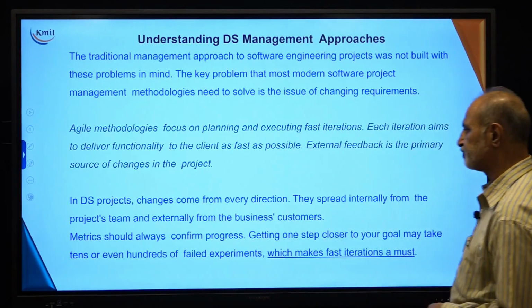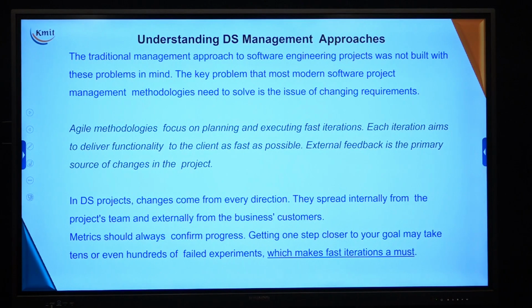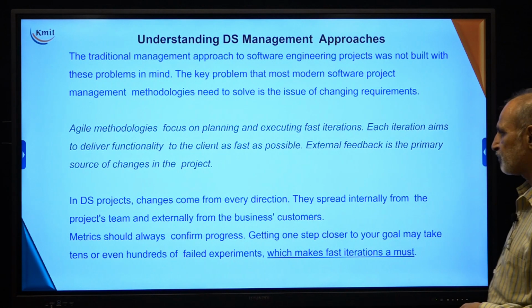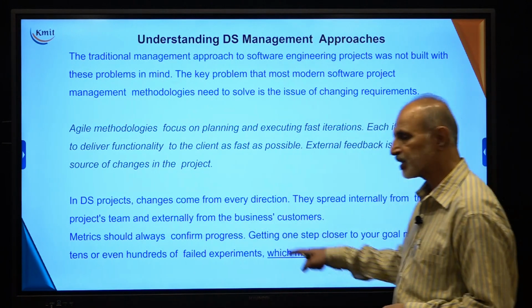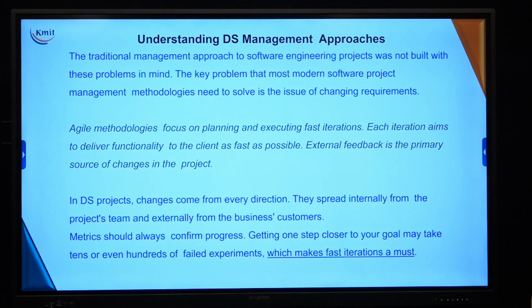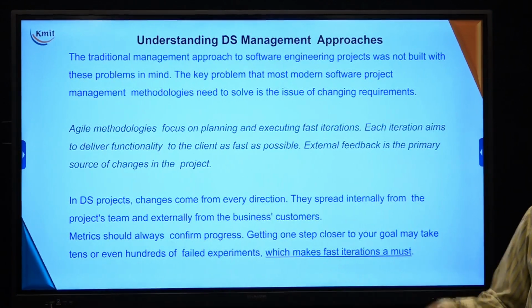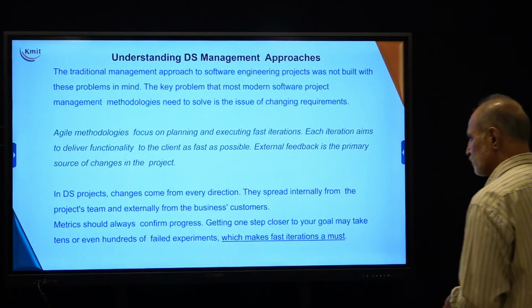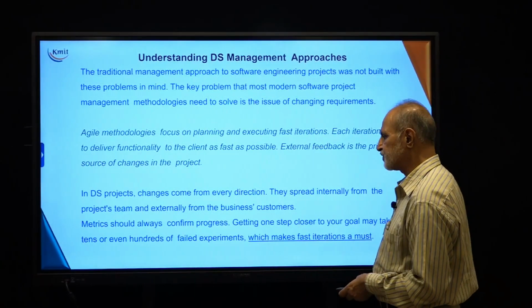So in data science, changes come from every direction. Now in a data science project, the changes are going to be incorporated from all directions. They spread internally from the project team and externally from the customer business. So the changes are going to be from the internal team members or from customer requirement changes. So what do we have to do? Metrics should always confirm the progress.